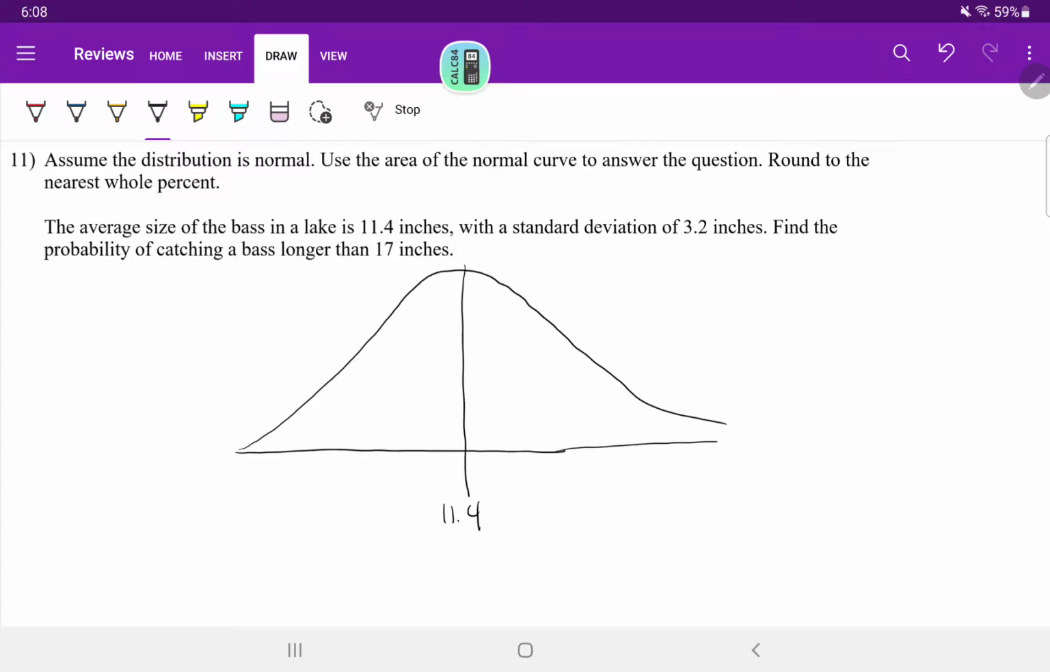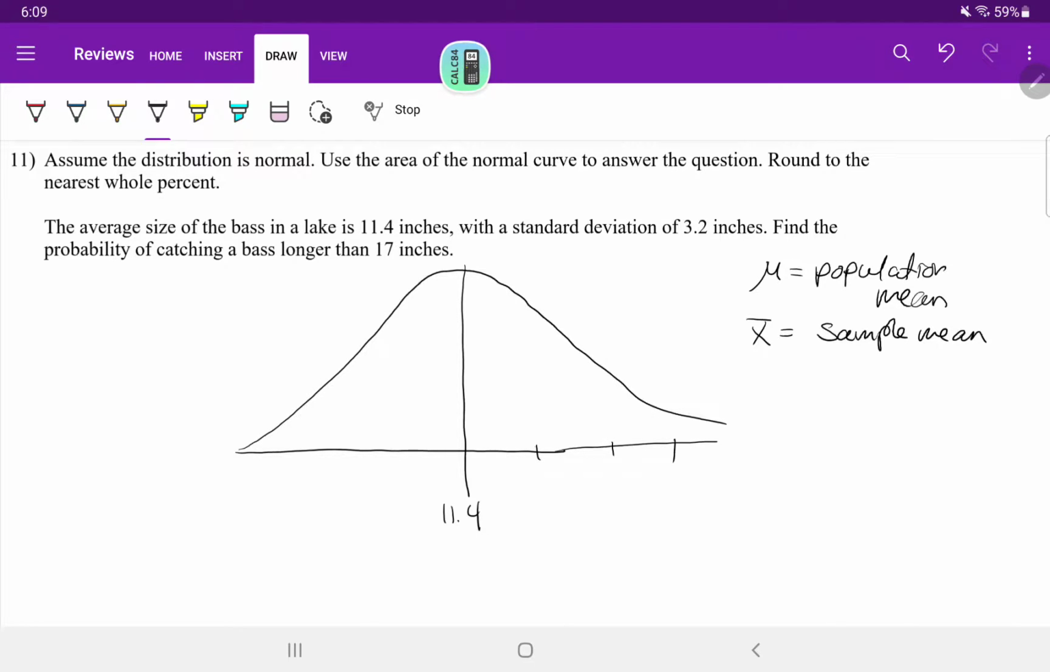Now, depending on how your professor teaches the class, you will see two different types of symbols for the mean. You will see mu, which is the population mean, and then you will see X bar, which is the sample mean. For this class, it kind of doesn't matter which formula you use to calculate your z-score, but for the purpose of keeping consistency, I'm going to use sample information.